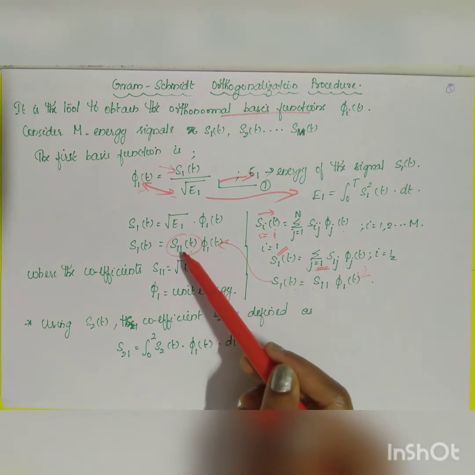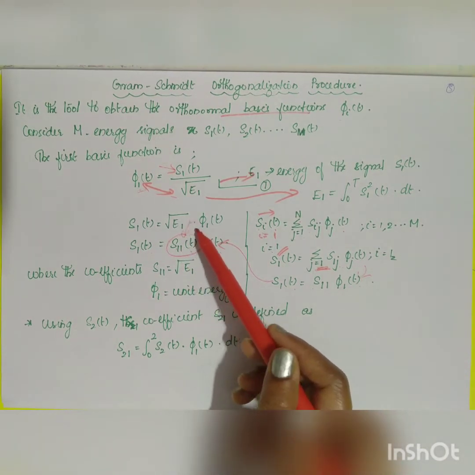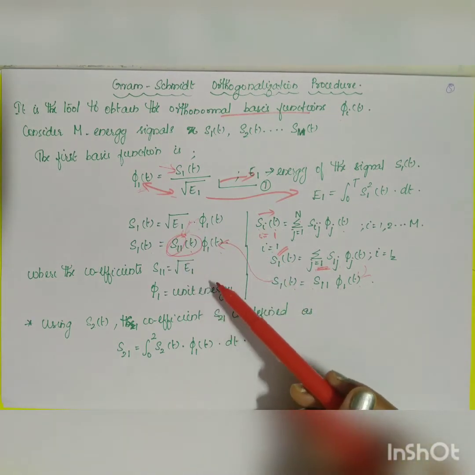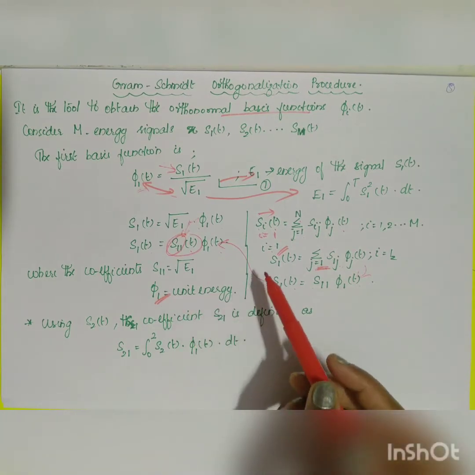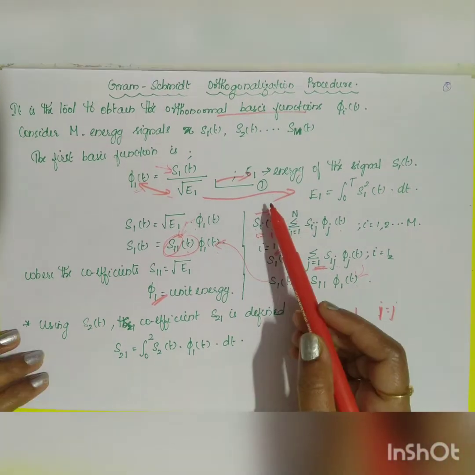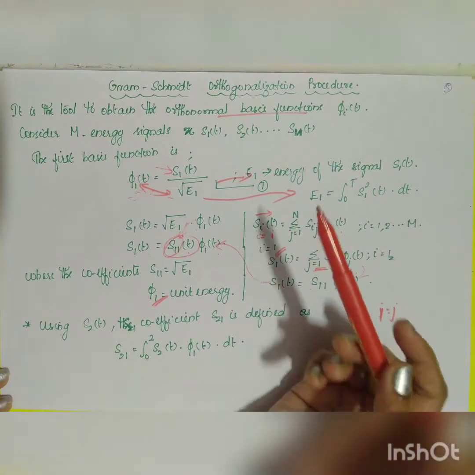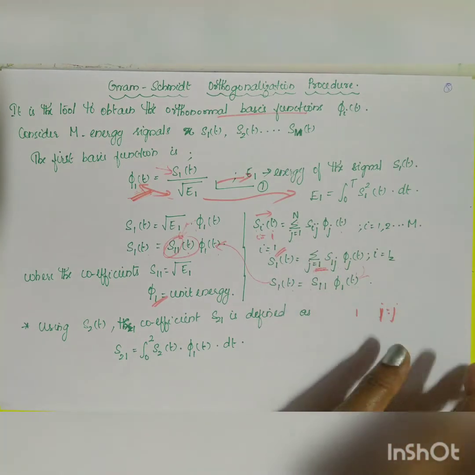So I can write that S11 is equal to root of E1. If I compare these two equations, this coefficient is equal to root of E1. And since it is an orthonormal basis function, phi 1 has unit energy, right? So now you have found phi 1 of t. Now what is your next step? Step 2, you are going to find the next orthonormal basis function, that is phi 2 of t.